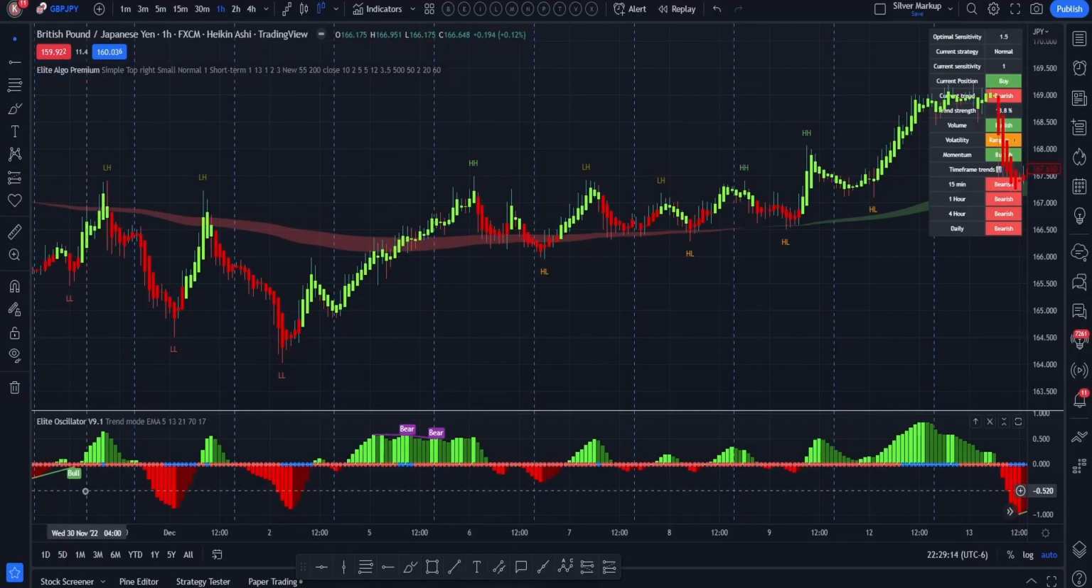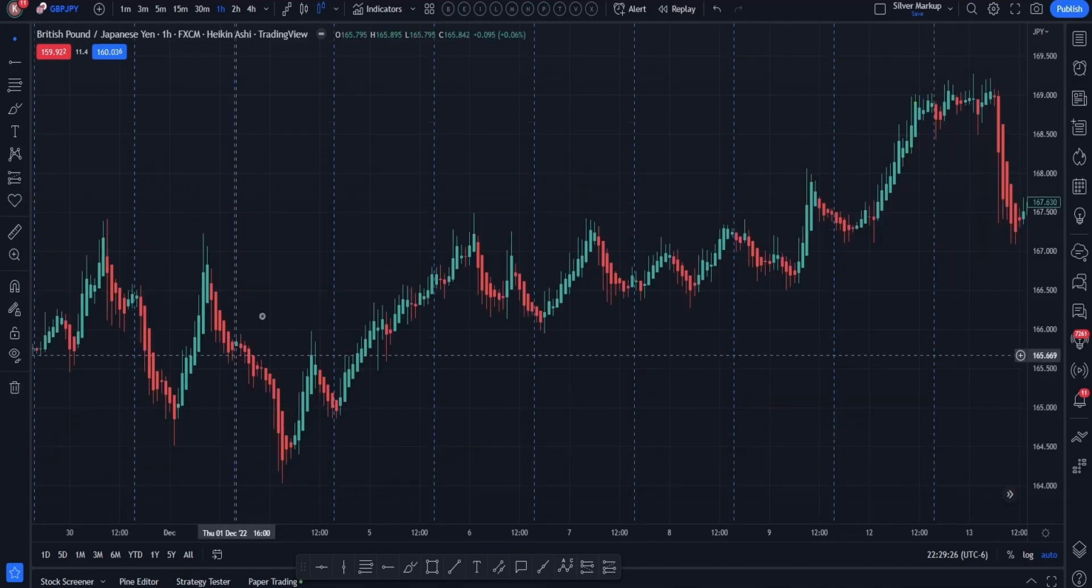So with Elite Algo, this is the way we're going to set it up. This is the final picture of what we're going to set up. I'm going to walk you through and break it down step by step of what you do. So let's take away the charts, and we're going to walk you through it.